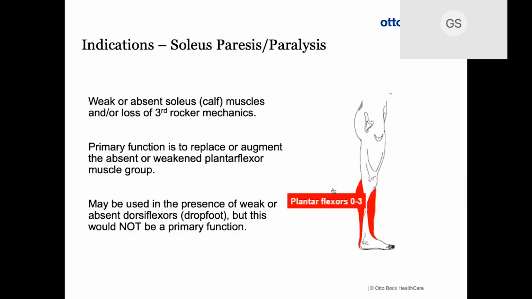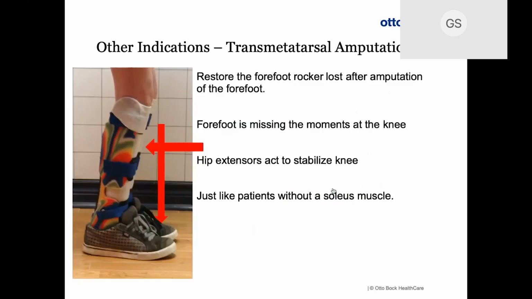So when we look at who's indicated for this, we're really looking at soleus paresis, or paralysis, or weakness. And so this has its effect on the third rocker during gait mechanics. So the primary function is to replace or augment this absent or weakened plantar flexor group. So in late stance, we can lock things up just a little bit more dynamically, and they can load the toe a little bit more. Indications: to restore that forefoot rocker, and we can use this in a prosthetic partial foot prosthesis. So we call this a prosthesis, right? That's kind of fun to say. So with this prosthesis, we can restore that forefoot rocker so they can load all the way past the toes.